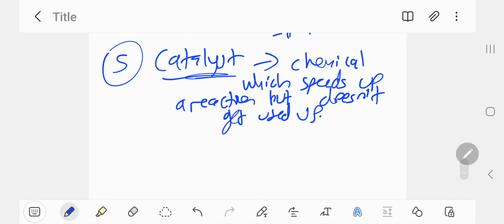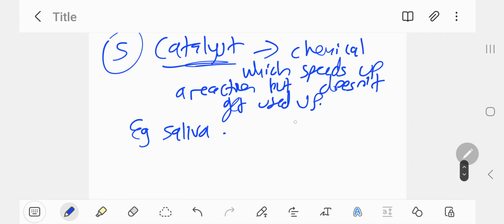So that's a catalyst. E.g., your saliva. Your saliva has a catalyst, it's called amylase. Okay, and the catalyst in your saliva is designed to help the food break up a bit so it can be digestible a lot better.